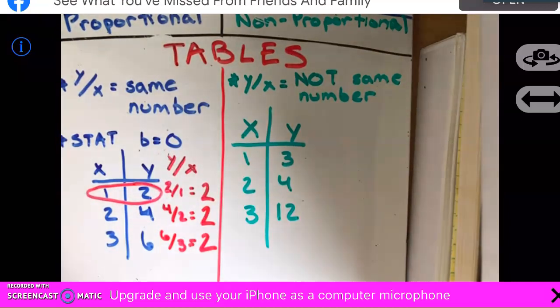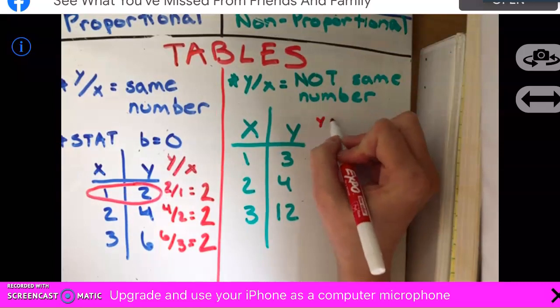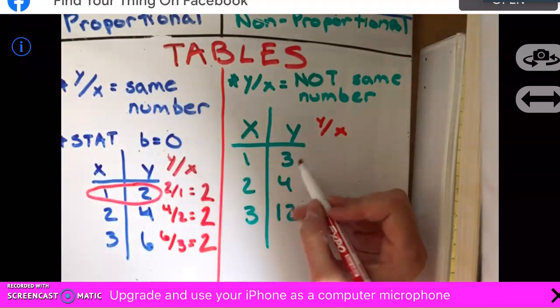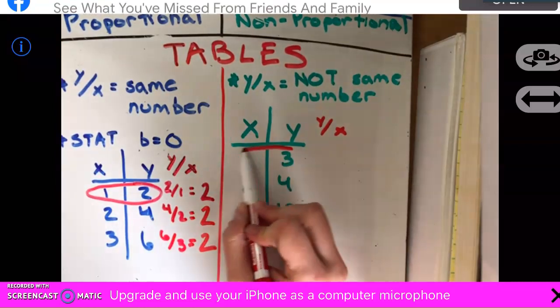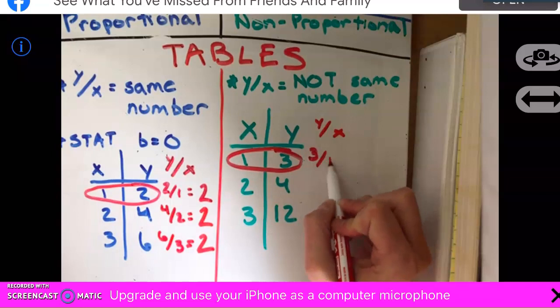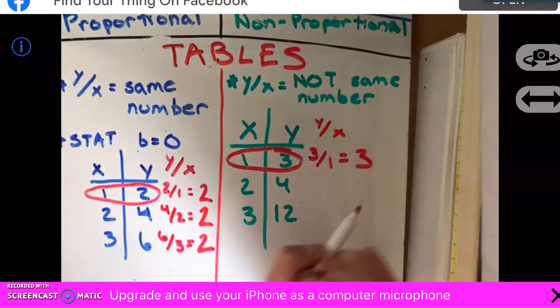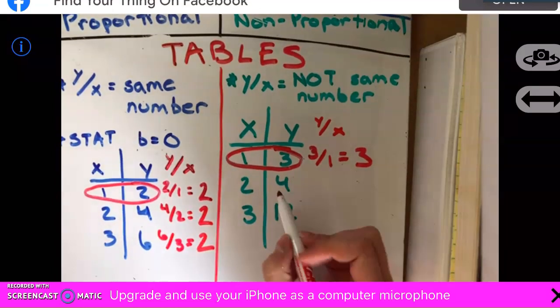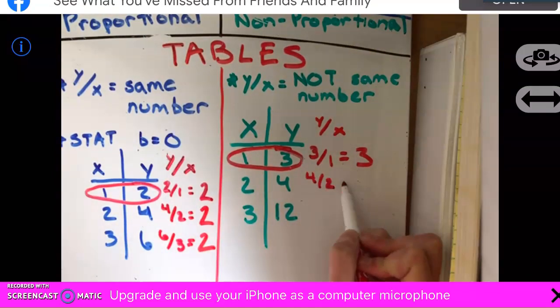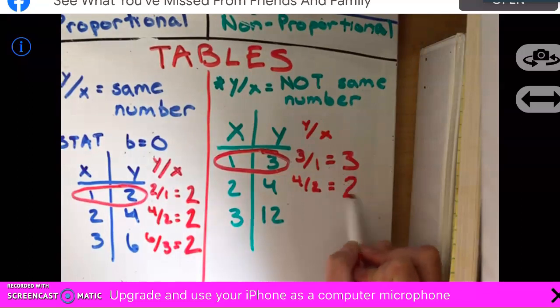We're going to go ahead and do the exact same thing on the other side. So we're still going to be comparing the y over x, right? Change in y over change in x, and see what that gives us. So let's compare this first one. 3 divided by 1, y divided by x, we get 3. Okay, good to know. Let's look at this one. Y divided by x, 4 divided by 2. What do we get? We get 2.